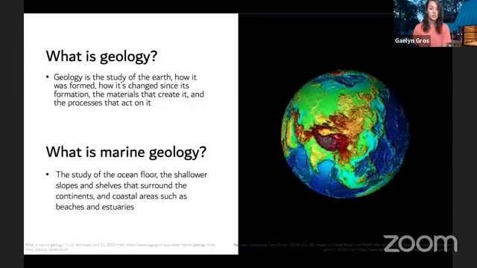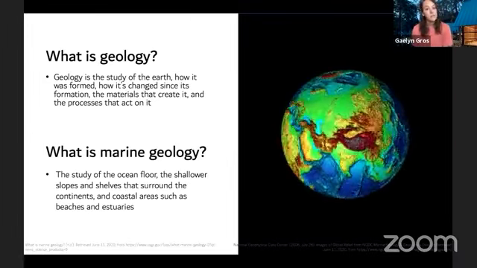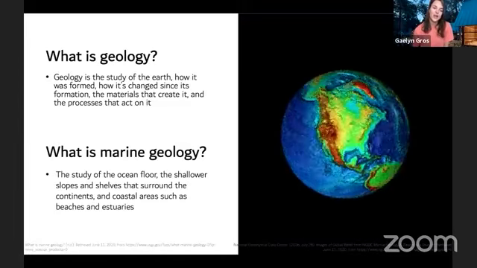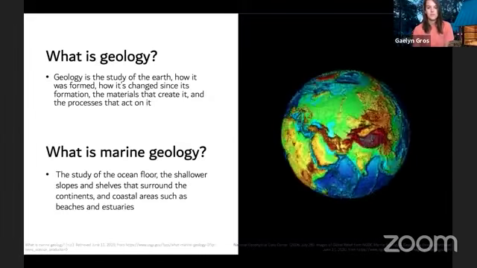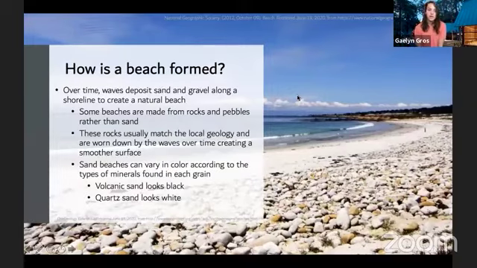And once you look at coastal areas, you can look at how beaches are formed and what makes a beach, and just kind of how they're going to be changing throughout time. So that being said, how is a beach formed? So there are man-made beaches, and then there are natural beaches. And so a natural beach is going to be formed as waves deposit sand and gravel along a shoreline in just repeated motions, right? So some beaches are going to be made from rocks and pebbles rather than sand.